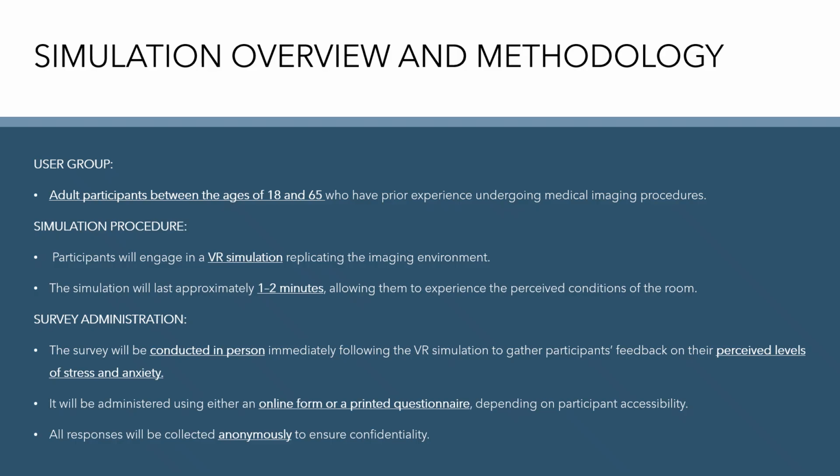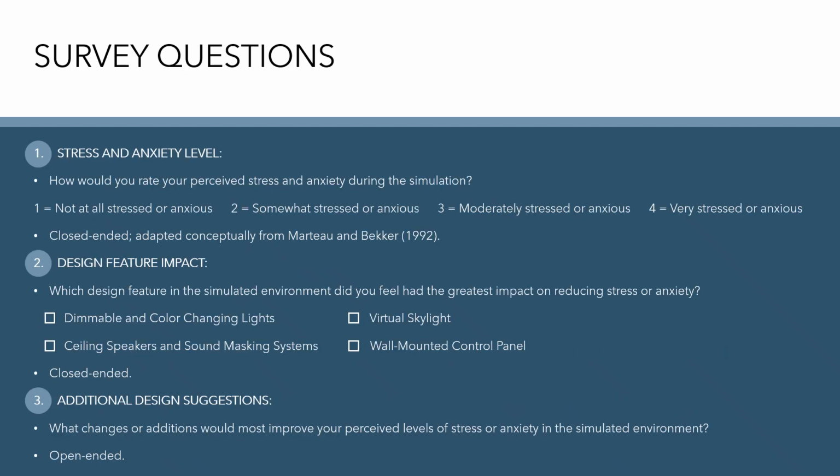Following the simulation, participants would complete a brief survey to measure their perceived levels of stress and anxiety. The survey would be administered in person using either an online or printed format, depending on accessibility. All responses would be collected anonymously to maintain confidentiality. As part of the proposed simulation, a short survey would be used to collect participant feedback on their experience and perceptions of stress and anxiety within the improved environment.